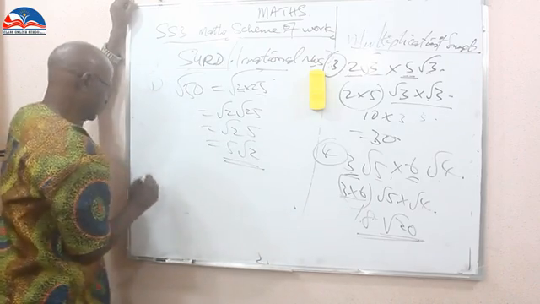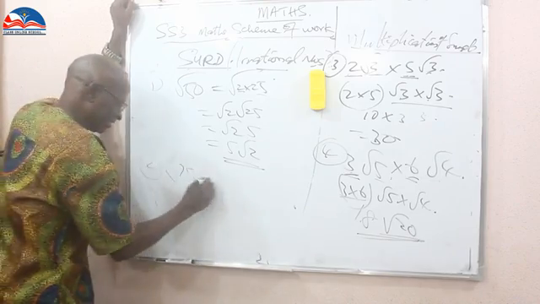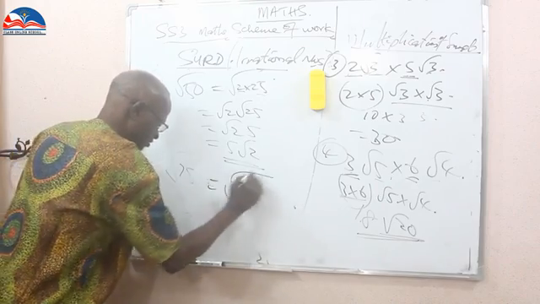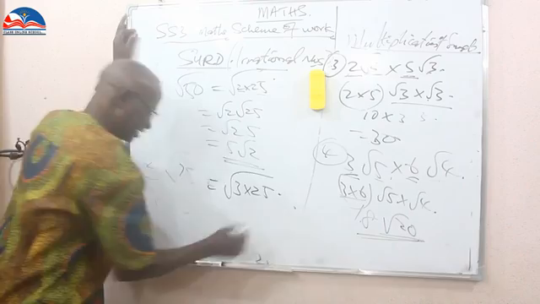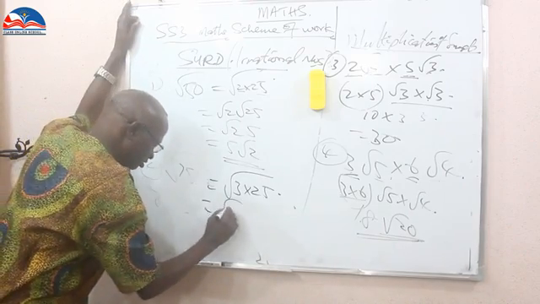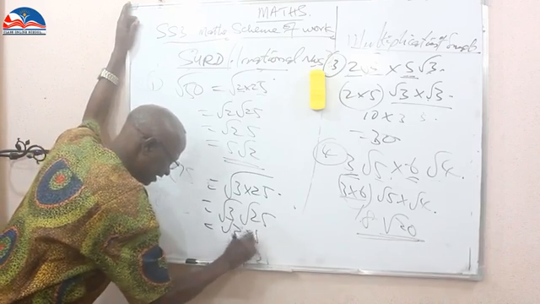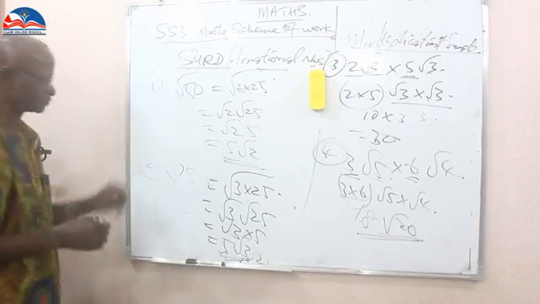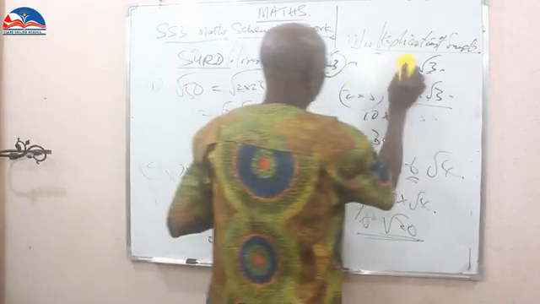Now the same thing, number 2: if I give you root 75. 75 can be broken down into 25 times 3. That's 75. Boiled down, the square root of 25 is 5, the square root of 3 remains, and this is 5 root 3. More examples.